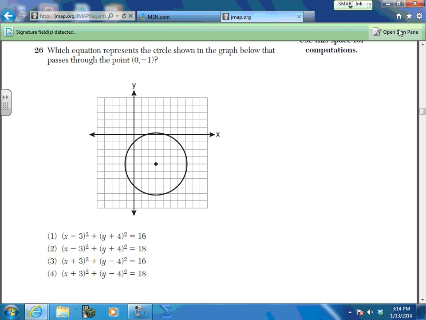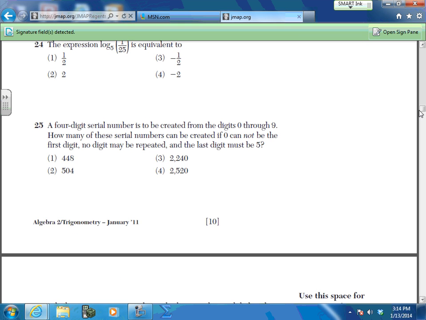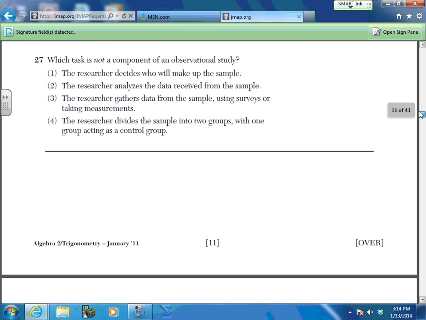And the last one is a statistics one. Which task is not a component of an observational study? Now remember, an observational study is something in which you observe. You don't give them anything. You don't separate them into groups and give one thing to one and one to the other. In an observational study, you just watch and record.